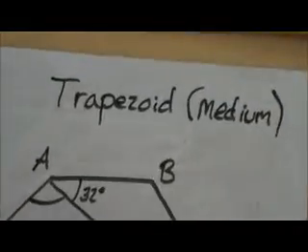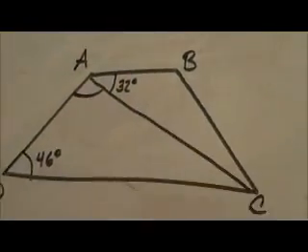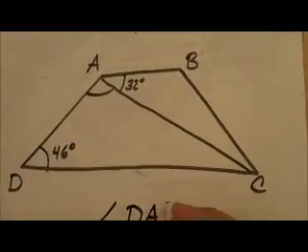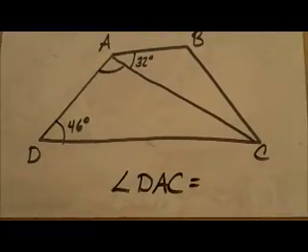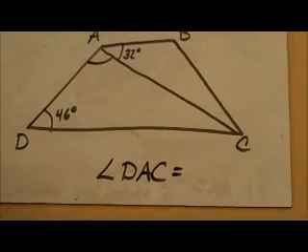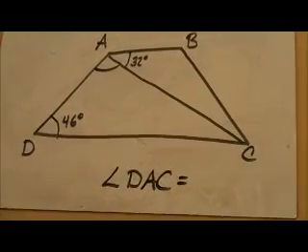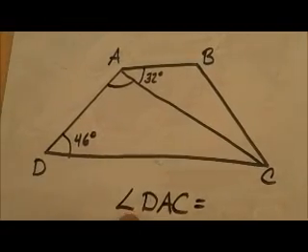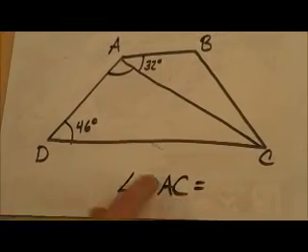Moving to a trapezoid medium. I have a trapezoid ABCD again. I see a couple of triangles in here. I see that I need to find angle DAC.